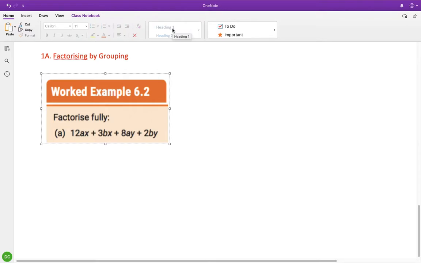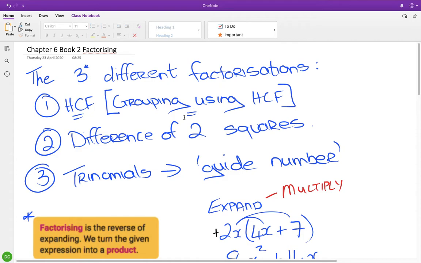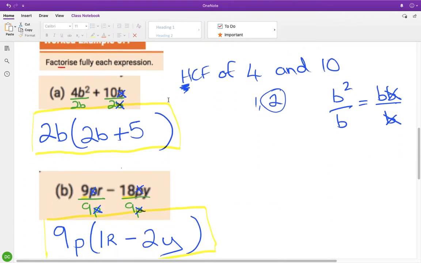Today's class, if you remember on Friday, I told you that there were three different types of factorisation. We did the first type, which is highest common factor, and I just did the homework corrections for that. But as part of that, there was a secondary part, grouping. You're still using the same highest common factor skills, but it's just a slightly different setup in terms of the question.